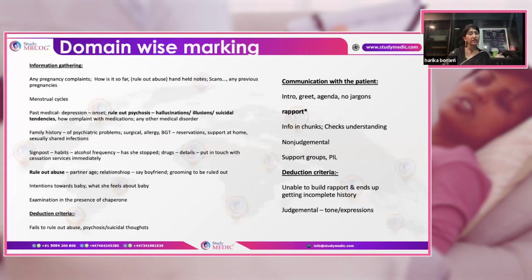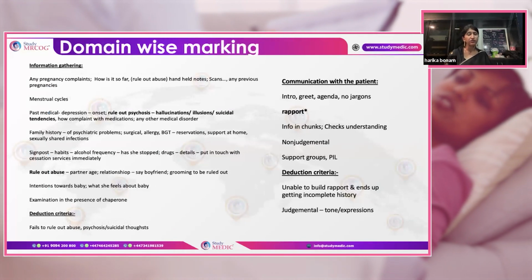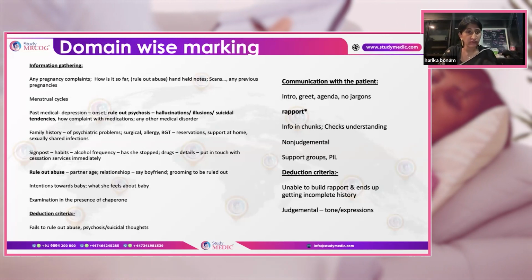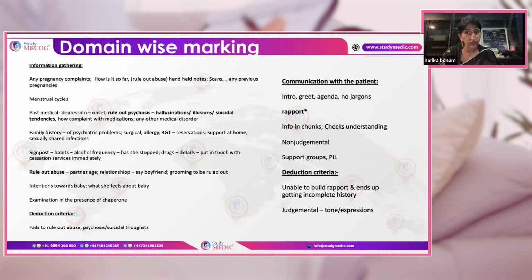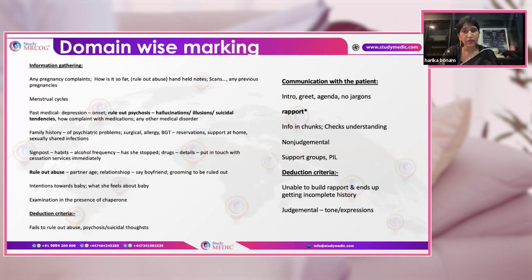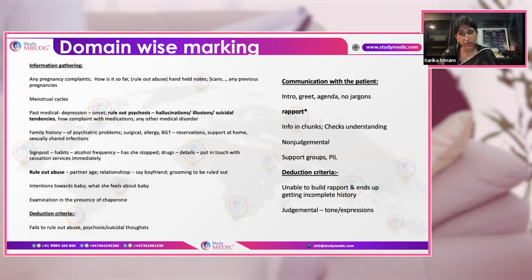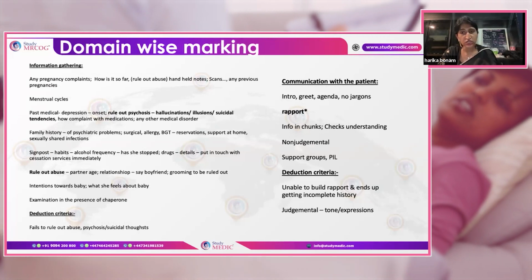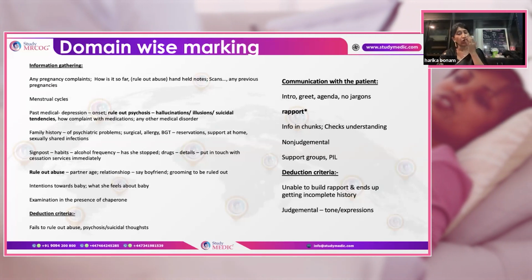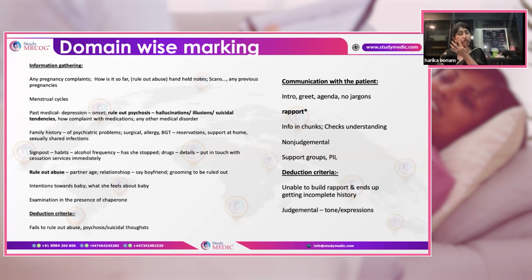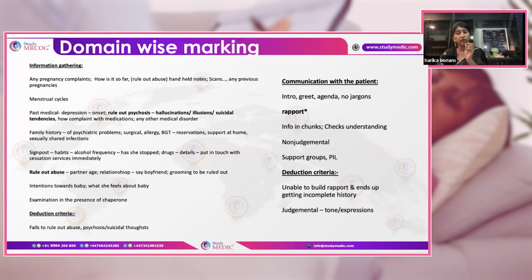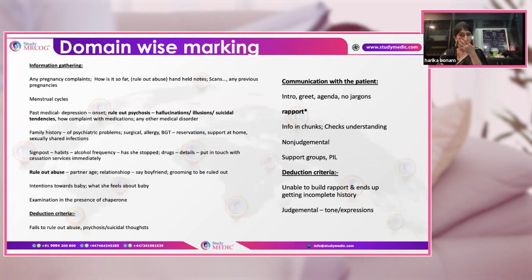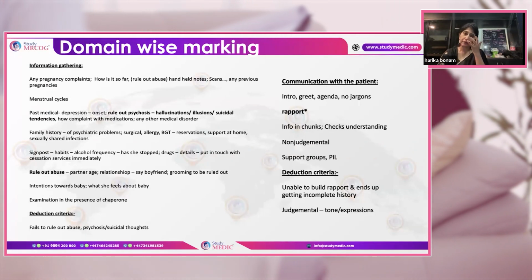Now, in the information gathering, as I said, immediately after introduction and agenda, you have to build the rapport. So the first thing is introduction, agenda, communication with the patient. I'm talking about the communication with the patient domain: introduction, agenda, greet, no jargons, you have to build a rapport. Give the information in chunks, check understanding, be non-judgmental, and give support group addresses. You will be marked down if you are not able to build rapport, because she will not give a complete history. And if you give a judgmental tone or expressions, she will just sit like that and will not give any history.